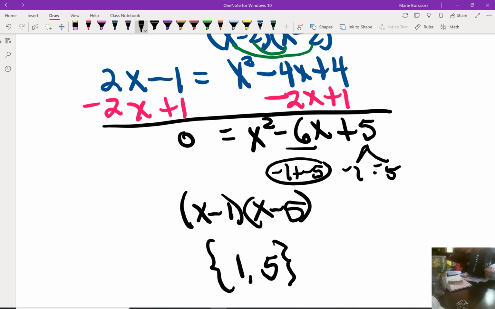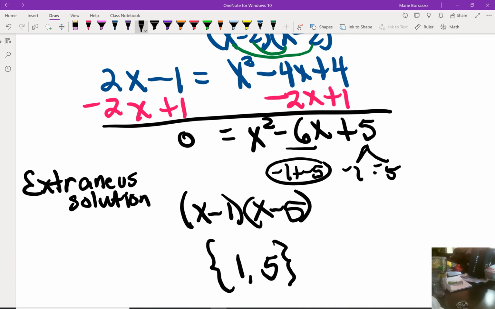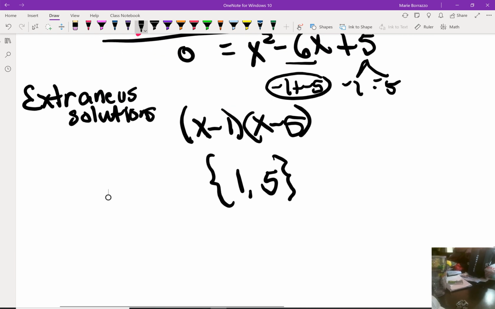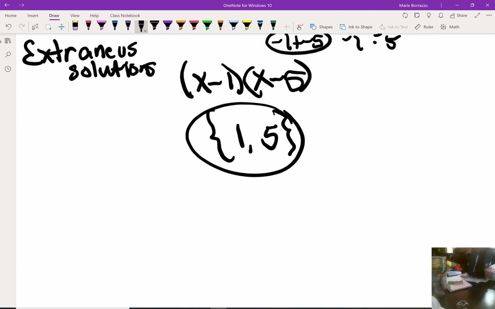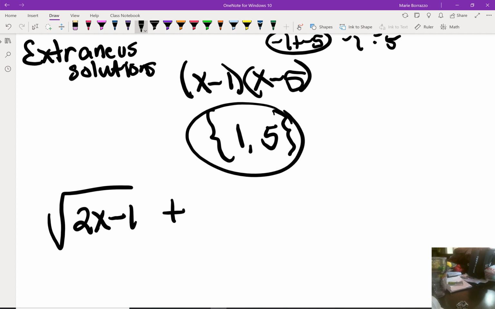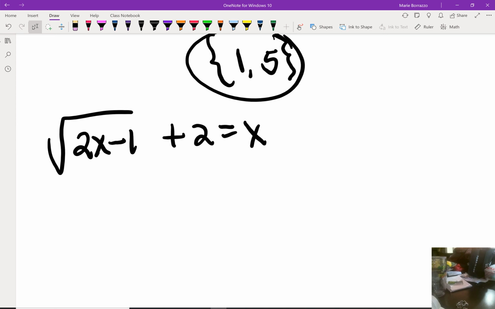Anytime you have a radical, you want to check for extraneous solutions. That means that you have to go back to the original question and check that these both actually work. So we're going to have to go back to where we have the square root of 2x minus 1 plus 2 is equal to x, and we're going to solve to see if it's true.